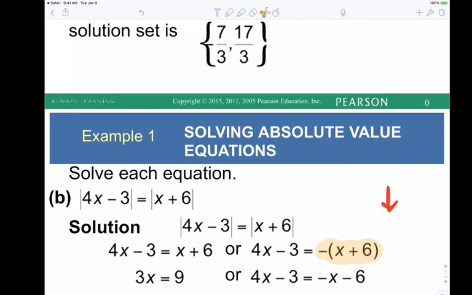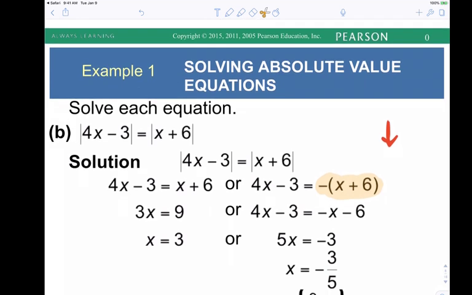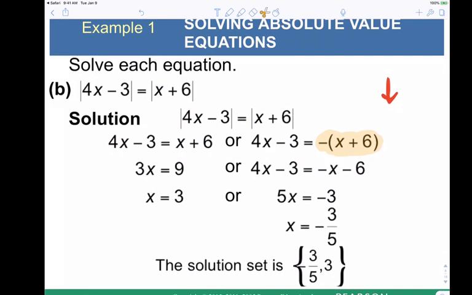If you have a question, just write it down. Say example 1b, just write it down. I'm going to move forward, just for the sake of time. Just check these solutions in the original equation.